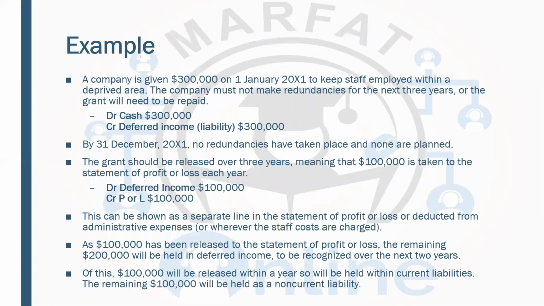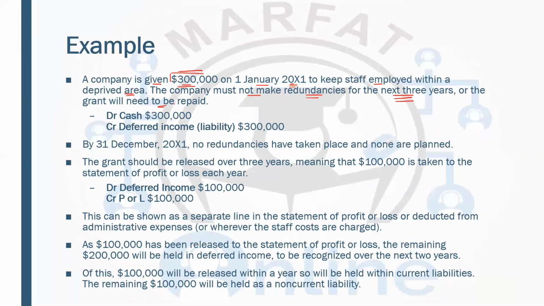So we have an example. A company is given 300,000 on 1st January 2001 to keep staff employed within a deprived area. So the company got a grant from the government of 300,000 at the start of the year to keep staff employed. The company must not make redundancies. You cannot fire them for the next 3 years, meaning you have to keep them as employees for the next 3 years, or the grant will need to be repaid.